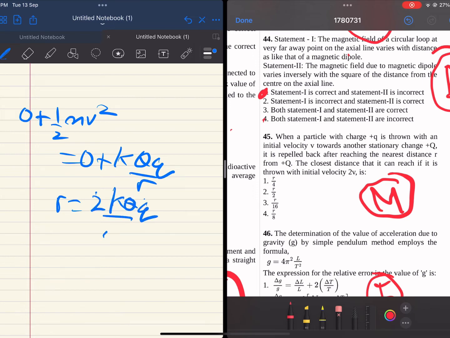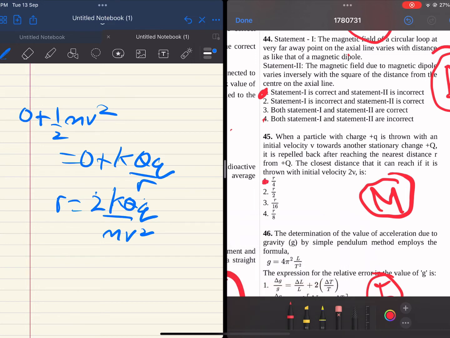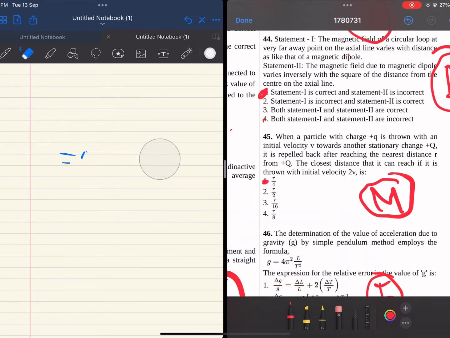We can see nearest distance is inversely proportional to the velocity squared. So if the velocity is doubled, then the nearest distance will reduce by 4 times. That will become R by 4. So the 45th answer is option number 1. Let's move on to 46th question.